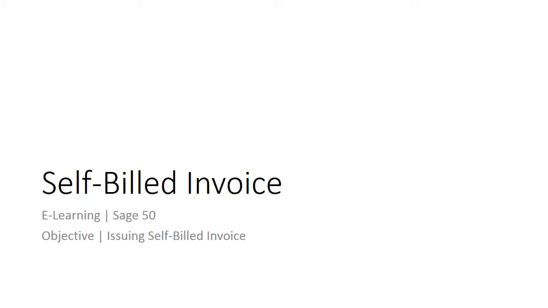Welcome to the e-learning for Sage 50 on the topic of the self-billed invoice. A self-billing invoice is when the buyer issues the invoice to himself. A self-billed invoice can be issued when both supplier and recipient are GST-registered persons and both agree to a self-billed invoice. In this topic, you will learn how to enter a self-billed invoice in just a few simple steps.